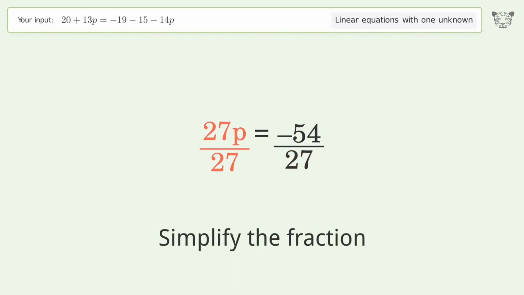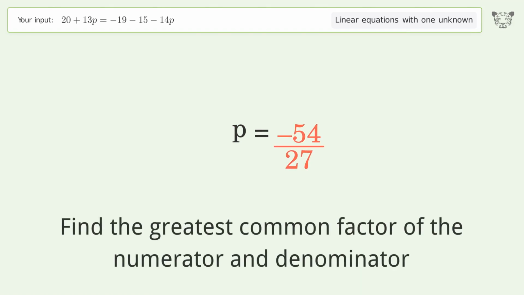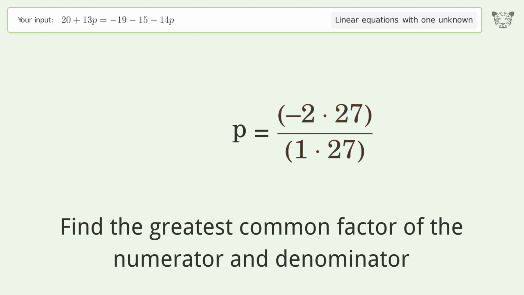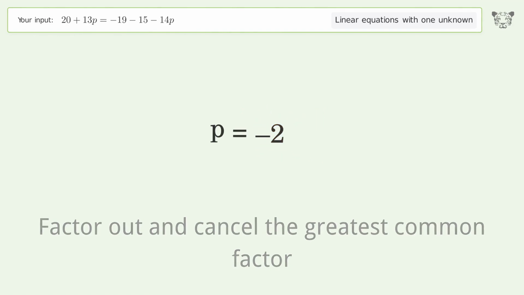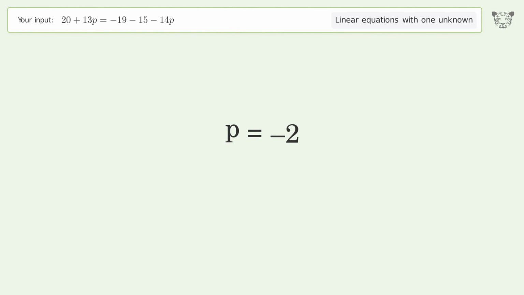Simplify the fraction. Find the greatest common factor of the numerator and denominator. Factor out and cancel the greatest common factor. And so the final result is p equals -2.